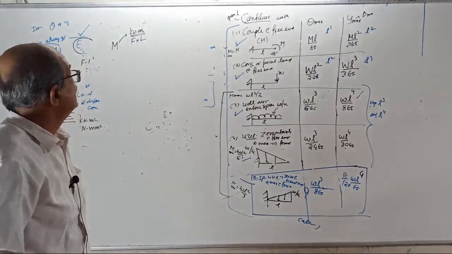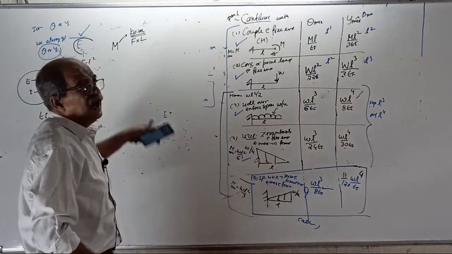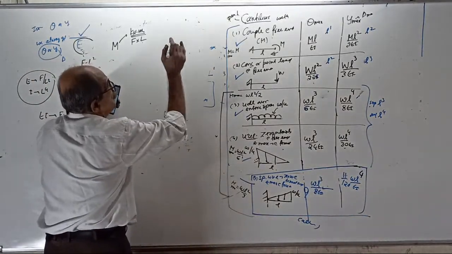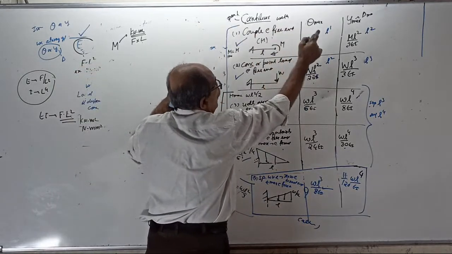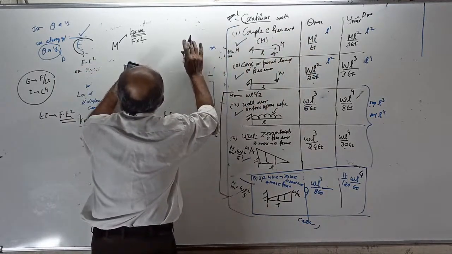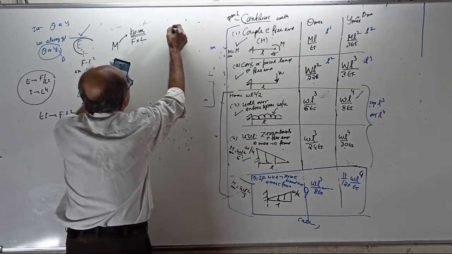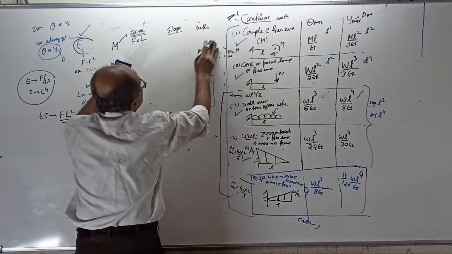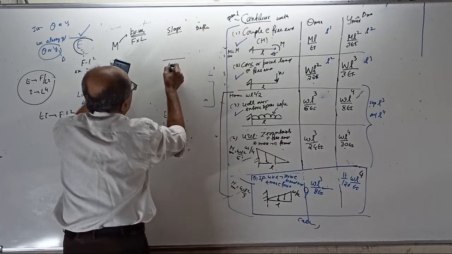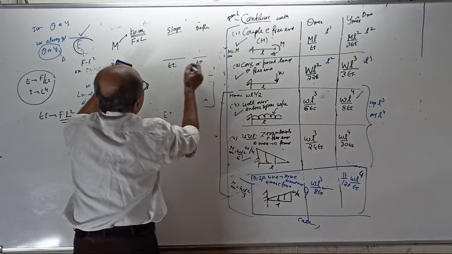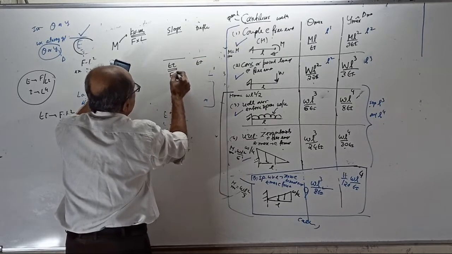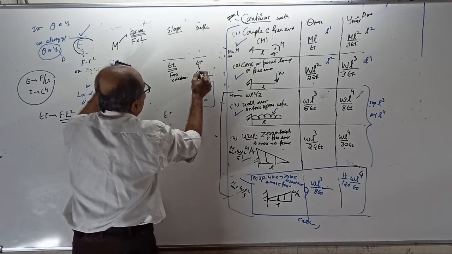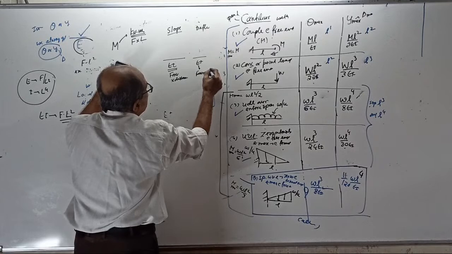Force into distance. Couple is always force into distance. Therefore, for slope and deflection, the denominator is always EI. EI is always force into distance square. I am telling you for the third time now: EI is always force into distance square.